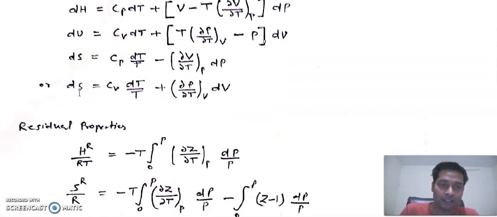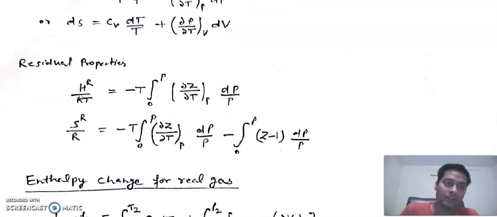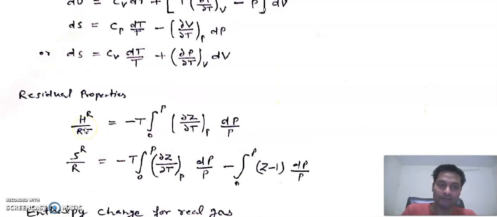After that we also derived residual properties to calculate residual enthalpy and residual entropy. Residual properties are the difference between the property of an ideal gas and the same property for a real gas at the same temperature and pressure.